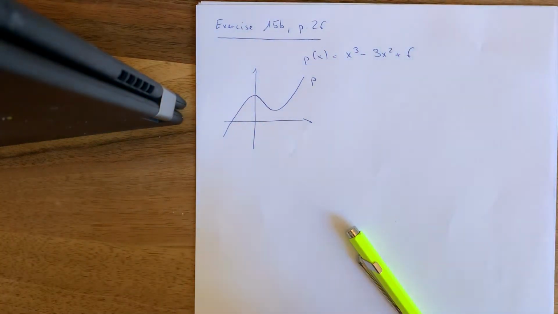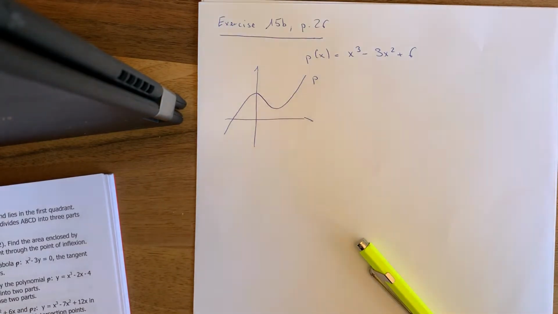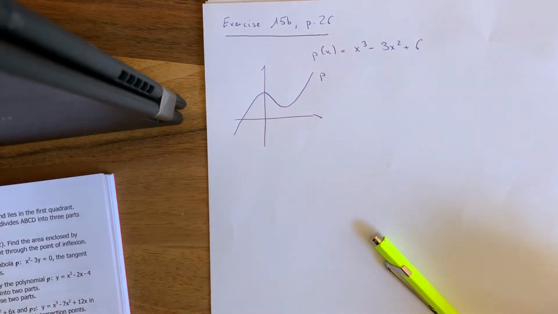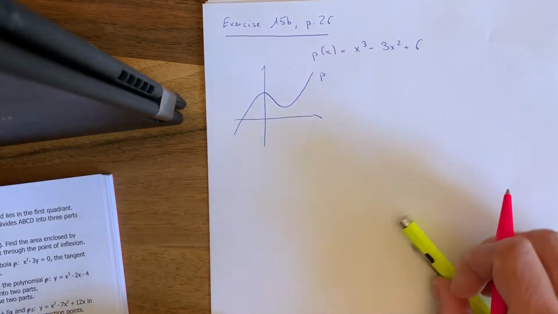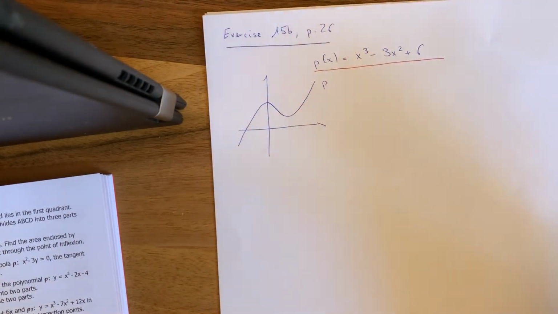Good morning. In this video, I'm going to consider exercise 15b, which is to be found on page 26. So this is a typical exercise about calculating the size of an area. So it's a typical application of integral calculus. Well, what do we have? We are dealing with a rather simple function. We are dealing with the following polynomial: x to the power of 3 minus 3 times x squared plus 6.